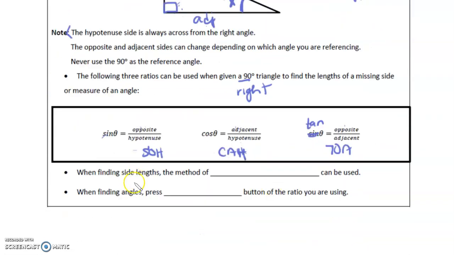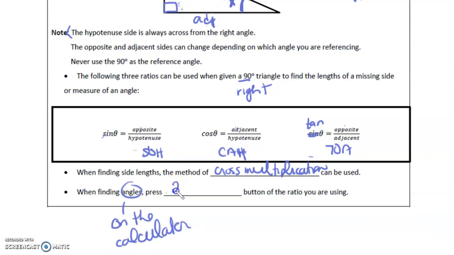Now, when finding side lengths, the method of cross multiplication can be used. Okay, when finding angles, this is like on your calculator. On the calculator, what we want to do is either press the second or the shift button and then press either your sine, cos, or tan, the ratio that you're using.